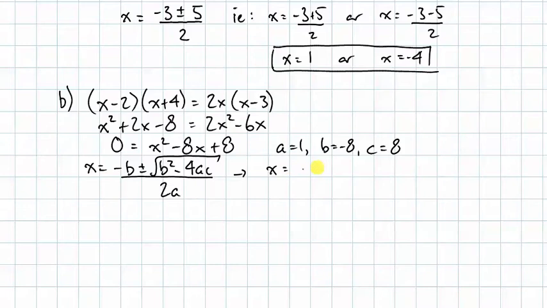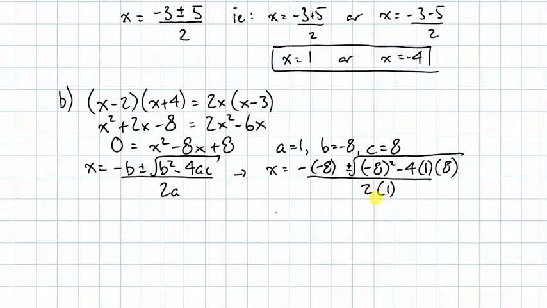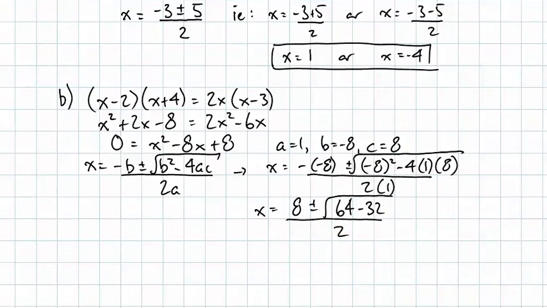So x equals negative negative 8, or positive 8, and negative 8 being squared, minus 4ac, all over 2 times a. So that's 8. This is positive 64. It's a negative number being squared. I'm subtracting 32. Denominator is 2.